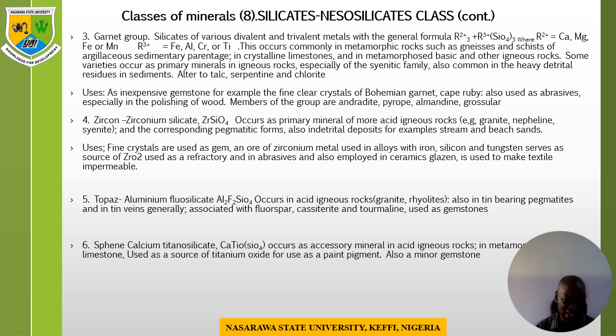Then the topaz is an aluminium fluorosilicate, occurs in acidic igneous rock, also in tin-bearing pegmatites and in tin veins, generally associated with fluorite, cassiterite and tourmaline, and is used as a gemstone. Then we have the sphene, a calcium titanosilicate, which occurs as an associated mineral in igneous rock and in metamorphic limestone, and is used as a source of titanium, as a paint pigment and also as a minor gemstone.